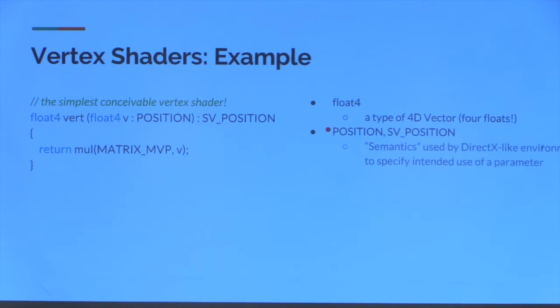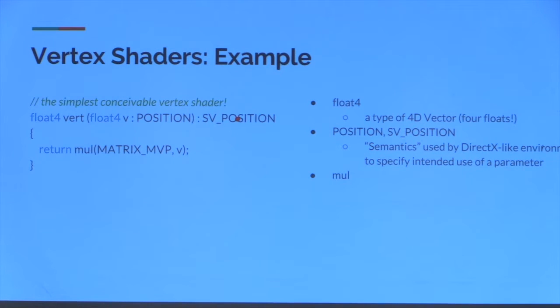We've also got these things called semantics. These are forced on us by Microsoft. Thank you, Microsoft. These basically just say, more specifically, what does this float4 represent? So this POSITION means literally position on the mesh. And SV_POSITION, this means position on the screen, more or less.